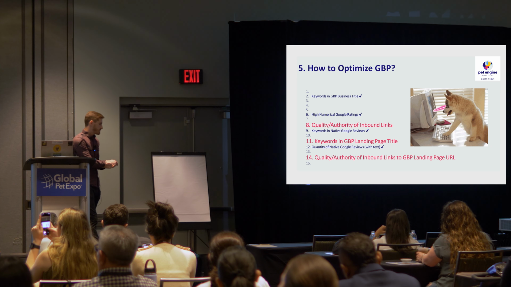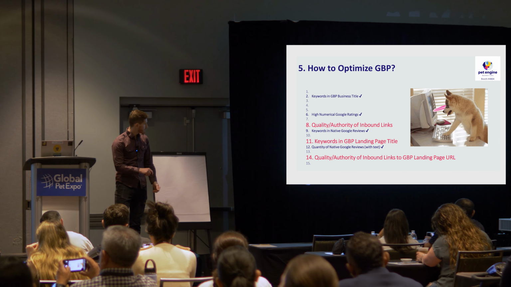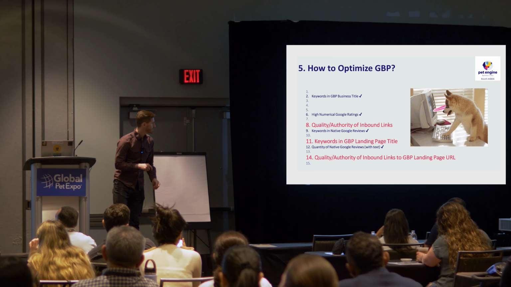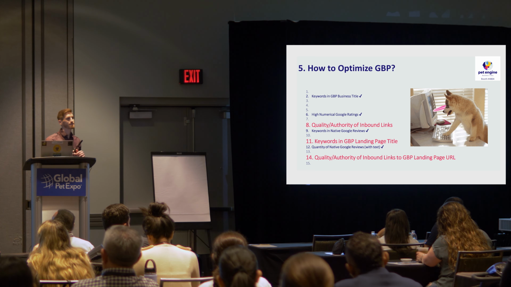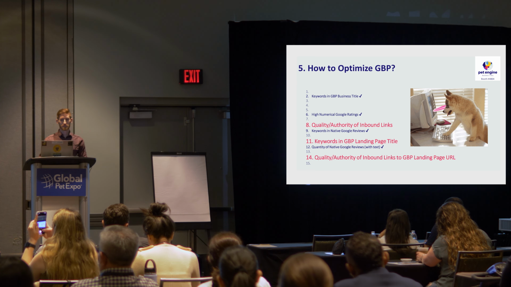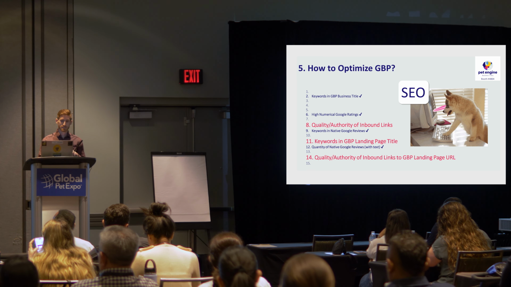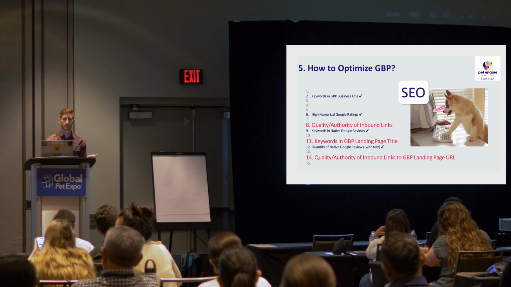So, okay. Last part of the WTASM factors is your keywords in your Google Business Profile landing page title, and then the quality and authority of inbound links to the Google Business Profile landing page URL. That's a mouthful, right? A lot of this is basically just some standard SEO that we're going to dig into. We're going to first talk about inbound links, and then we're going to go into what that means and how to apply them to the Google Business Profile landing page and then the URLs there.